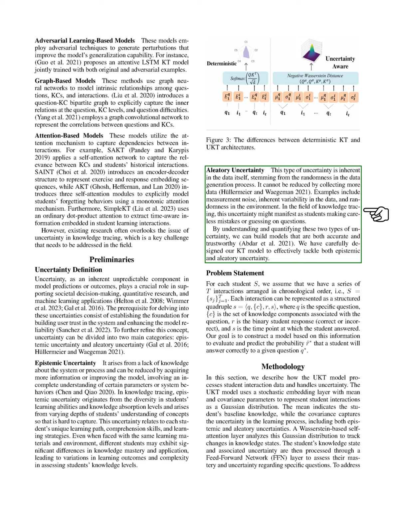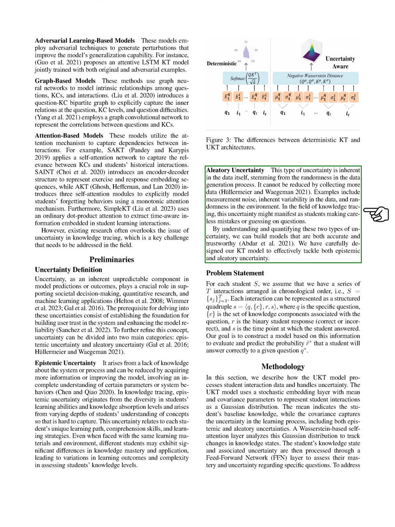The UKT model uses a stochastic embedding layer to represent interactions as a Gaussian distribution, where the mean reflects the student's baseline knowledge and the covariance captures uncertainty. A Wasserstein-based self-attention layer analyzes this distribution to monitor changes in knowledge states. We then process the student's knowledge state and uncertainty through a feed-forward network to evaluate their mastery and uncertainty regarding specific questions. To address aleatory uncertainty, we incorporate a contrastive learning layer that enhances prediction robustness. Finally, we combine the adjusted uncertainty with the student's knowledge level to predict their performance on specific problems.